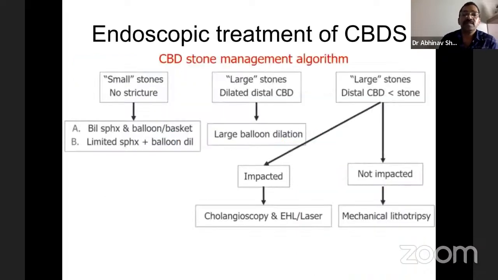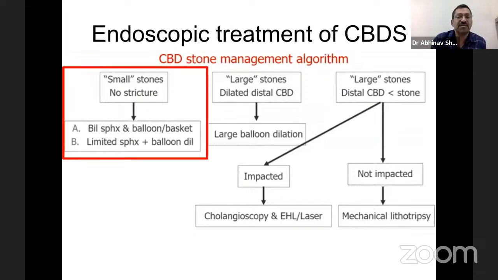Now, what is the algorithm we routinely follow for endoscopic treatment of CBD stones? If a small stone and there is no stricture, then simply sphincterotomy and balloon or basket extraction. If the stone is slightly bigger, then limited sphincterotomy with balloon dilatation and job is done. For a large stone with a dilated distal CBD, large balloon dilatation is done. For a large stone, but the distal CBD is smaller than the stone, then we have to resort to other modalities.